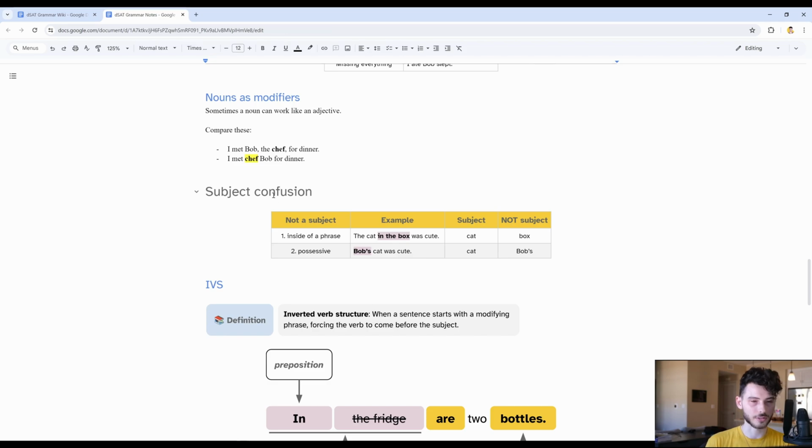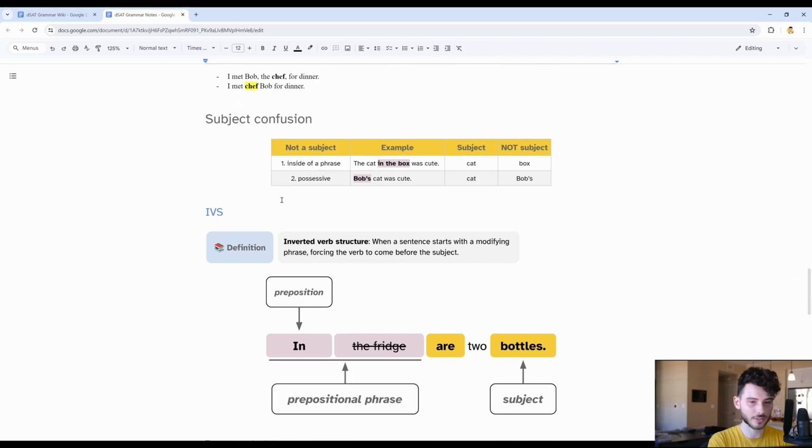Let's move on to subject confusion. When I say subject confusion, I just mean not knowing which word in the sentence is the actual subject. A subject can never be inside of a phrase. The cat in the box was cute. Obviously, the thing that was cute here is the cat. It's not the box. In the box is just a phrase that's giving extra information about where the cat was. This is a really stupid, simple example, but they do use this to try to trick you sometimes.